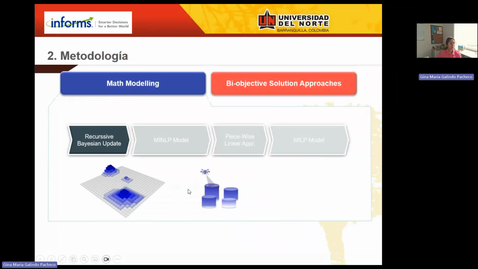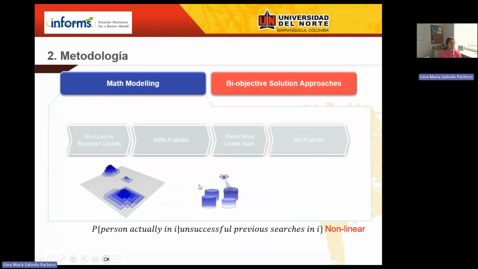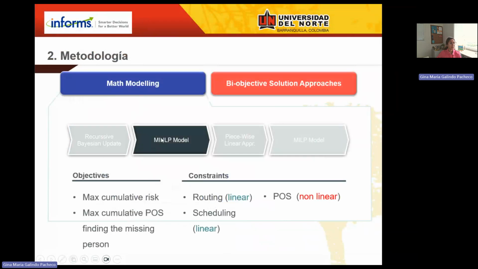So we want to update, using a Bayesian approach, the conditional probability that the person is in a given cell, given that we scanned that cell and we didn't find the person. This conditional probability is nonlinear, and that leaves us with a mixed integer nonlinear programming model with the two objectives that we just saw.